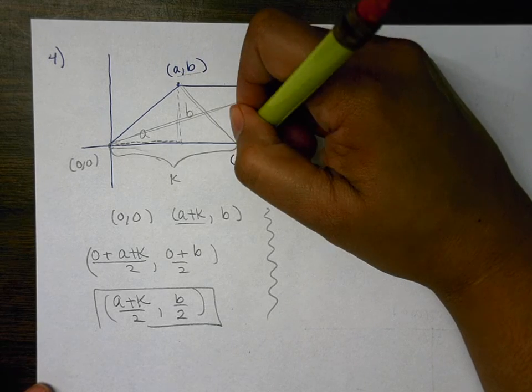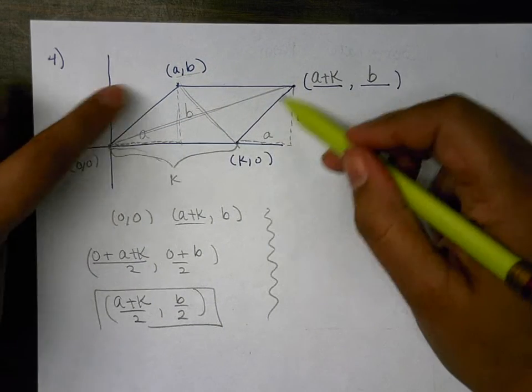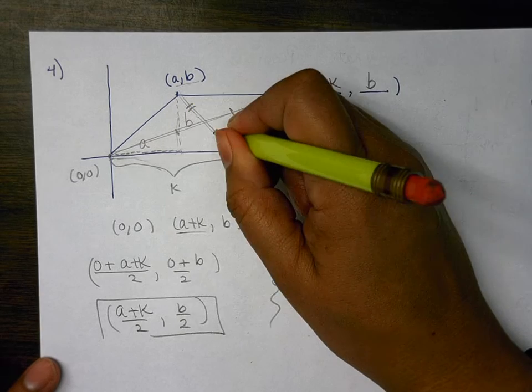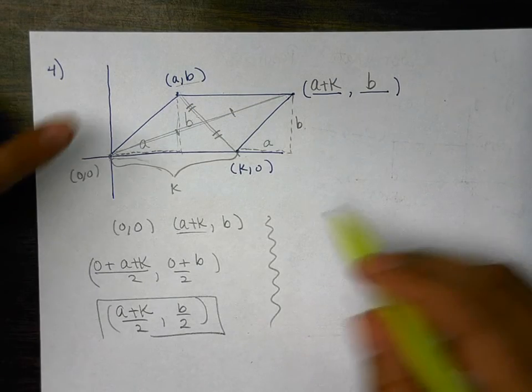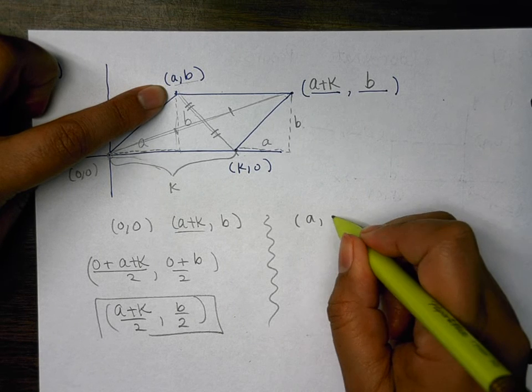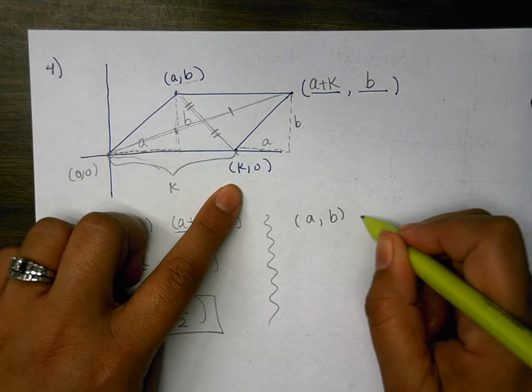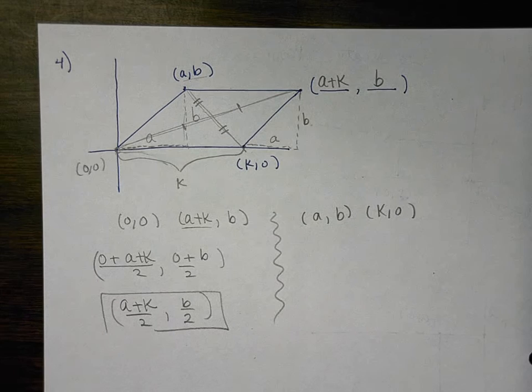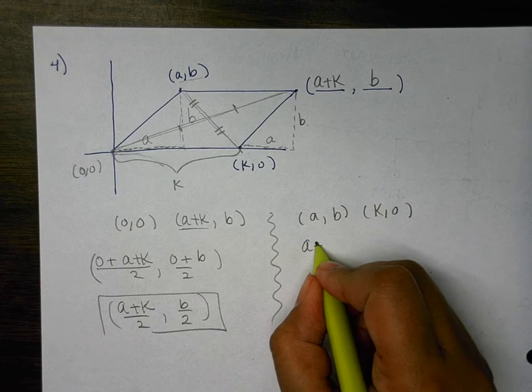Other diagonal, that's this one here. Now these diagonals are not congruent to each other, but should they still bisect each other? Should they still cut each other in half? Yeah. Okay, so what ordered pair? I'm pointing to this one first. Which one is that one up there? A, B, and what's the other one? K, 0. All right, add your x's, divide by 2. Add your y's, divide by 2.